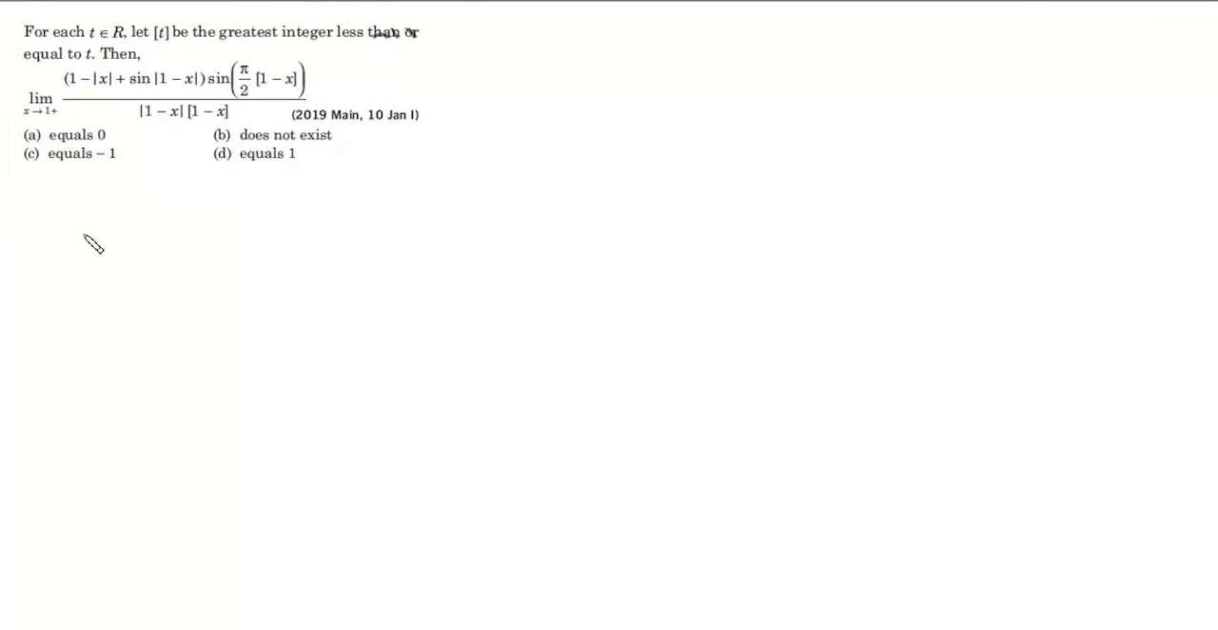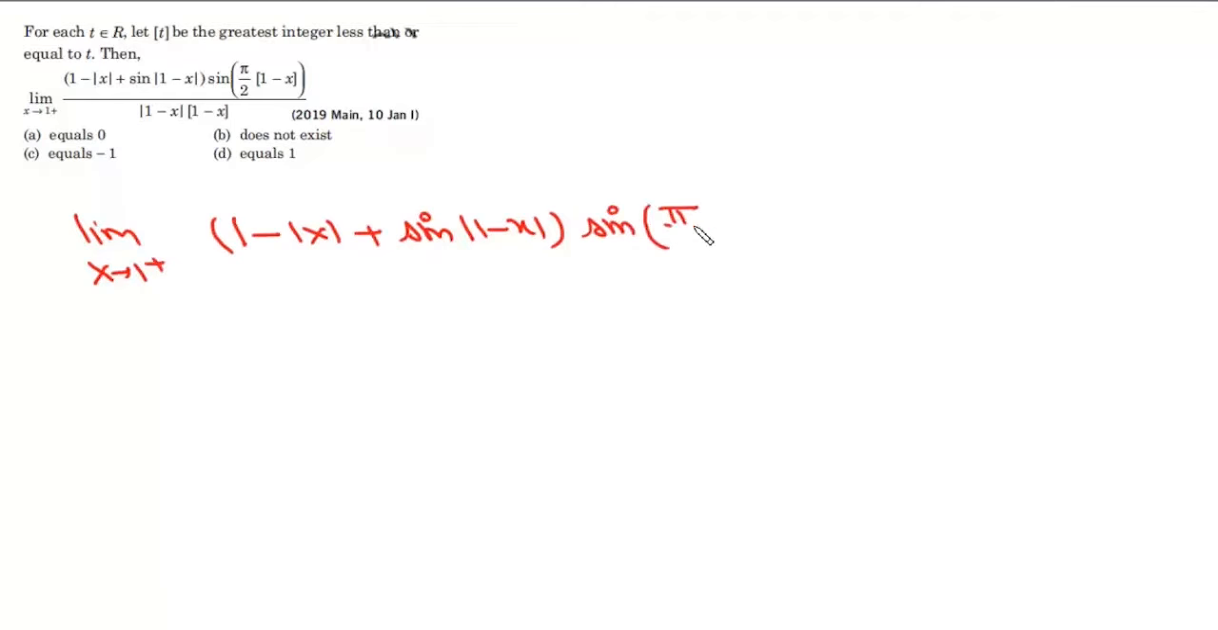Now here the question is, we need to find this limit x tends to 1 positive of 1 minus mod x plus sine of mod of 1 minus x into sine pi by 2 greatest integer function of 1 minus x upon mod of 1 minus x into greatest integer function of 1 minus x.